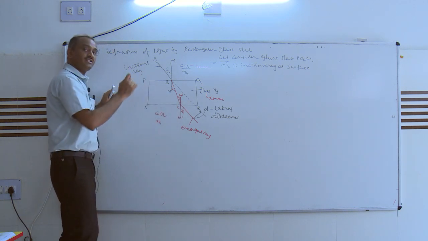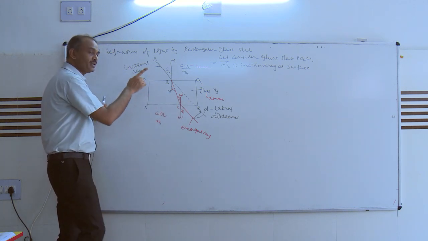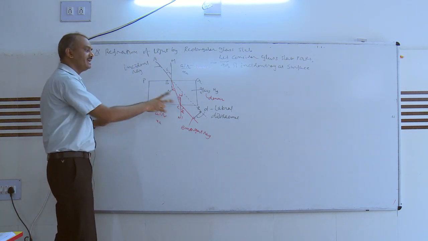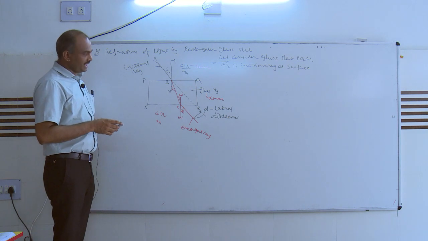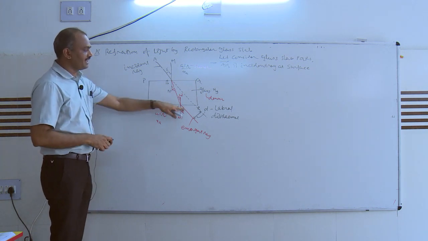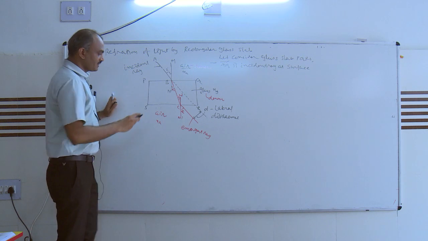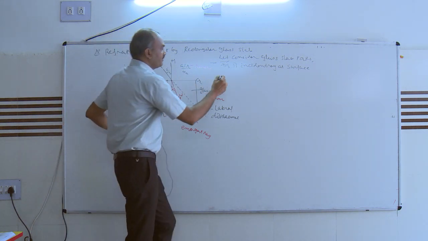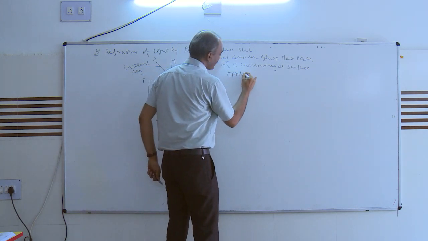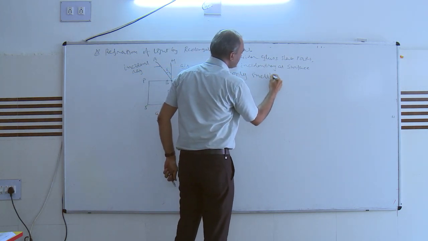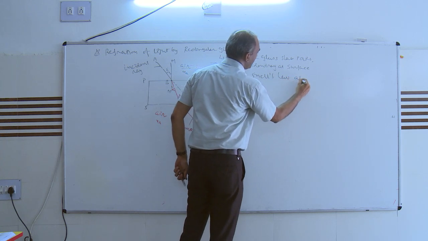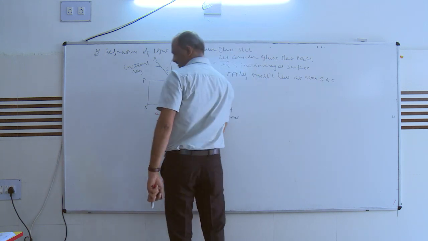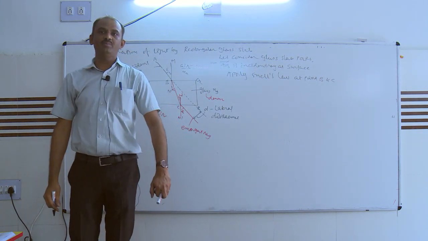How can we say these two rays are parallel? If we can prove that angle I and angle E are equal, then we can say that these two rays are parallel. So we have to prove that these two angles are equal. Here we consider this point B and here point C. We are applying Snell's law at points B and C.